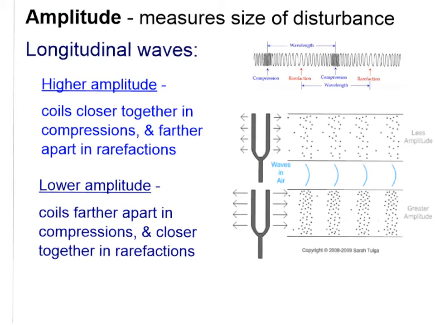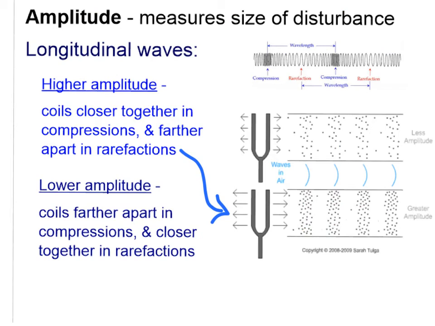When we think about higher amplitude, more disturbance, that means that in the compression part, and these represent the compressions and these the rarefactions here. If we're talking about greater amplitude, that'd be this one, we are talking about the coils in the compression being even closer together and the coils in the rarefactions being even further apart.